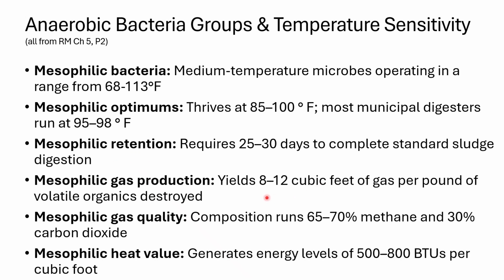It's not going to give you much of a yield of gas per pound of the volatile organics, 8 to 12 cubic feet. And of that 8 to 12 cubic feet per pound of organics, the composition is going to run 65 to 70% methane, and the remaining amount, 30 to 35%, is carbon dioxide. Here's the thing though: the energy level of that gas produced is 500 to 800 British thermal units, or BTUs, per cubic foot. So it is an energy-rich gas that's coming off there, okay?